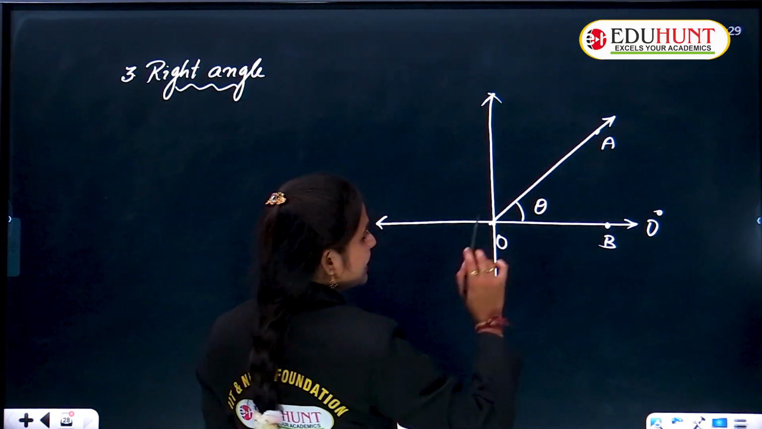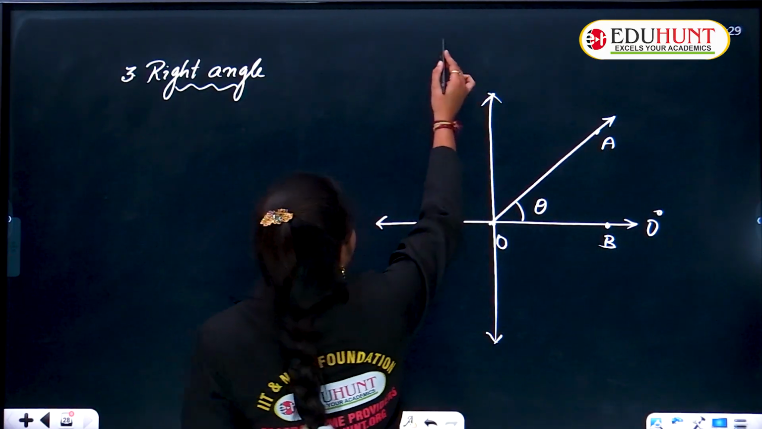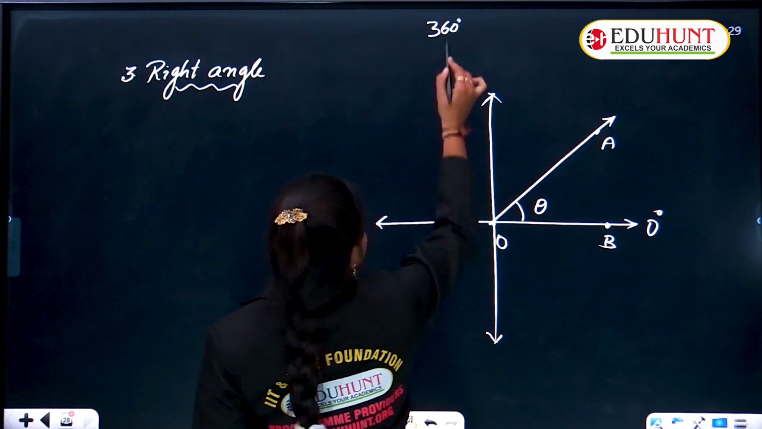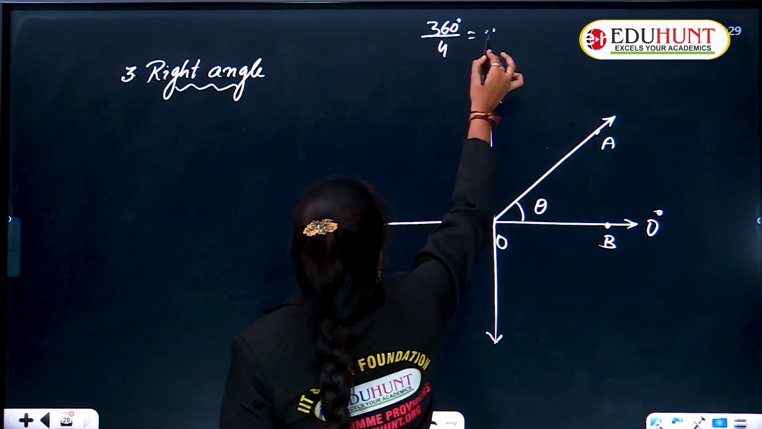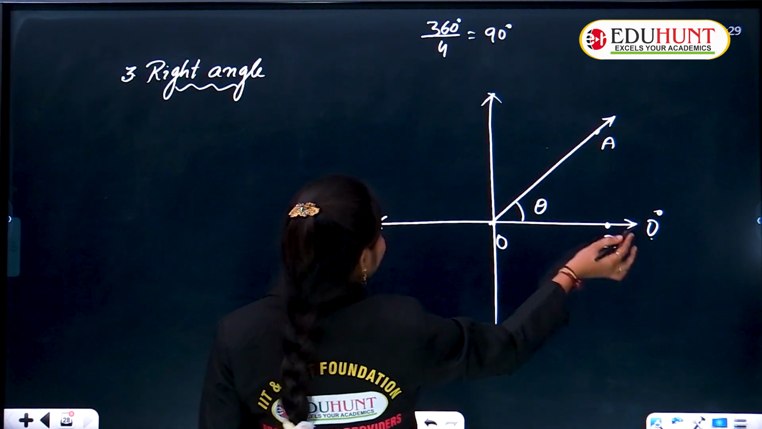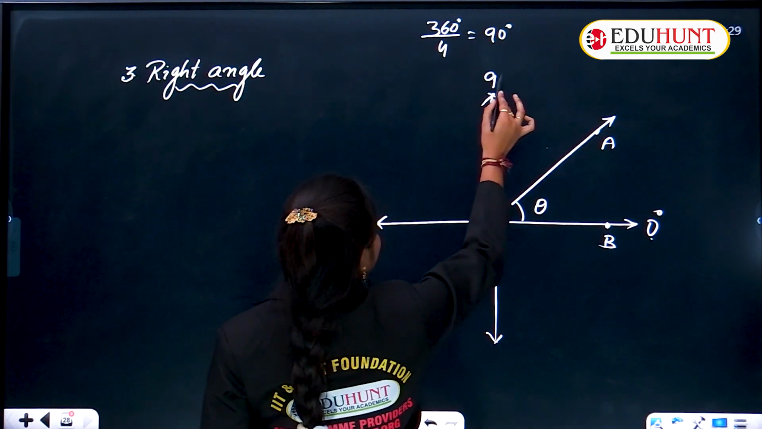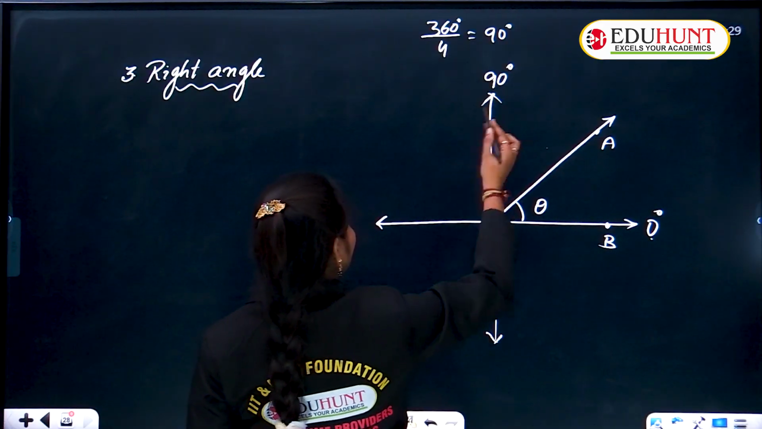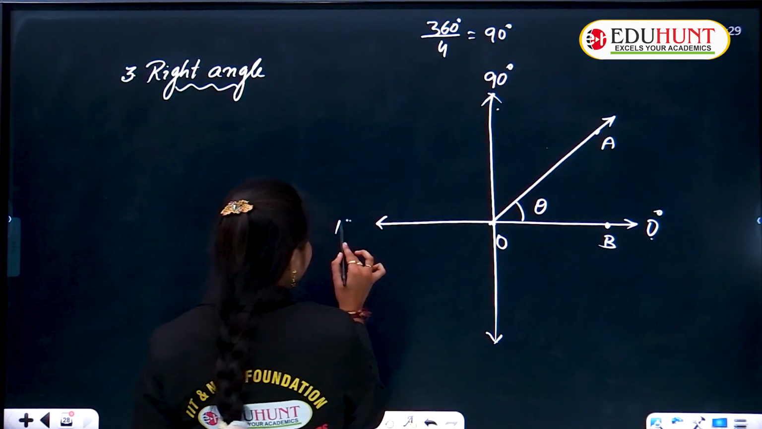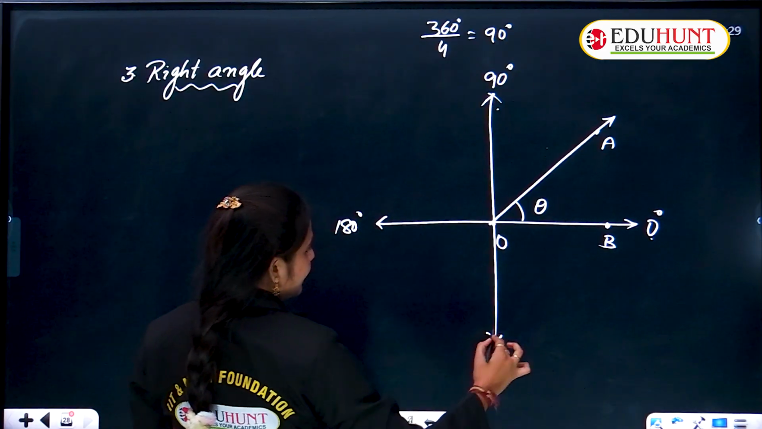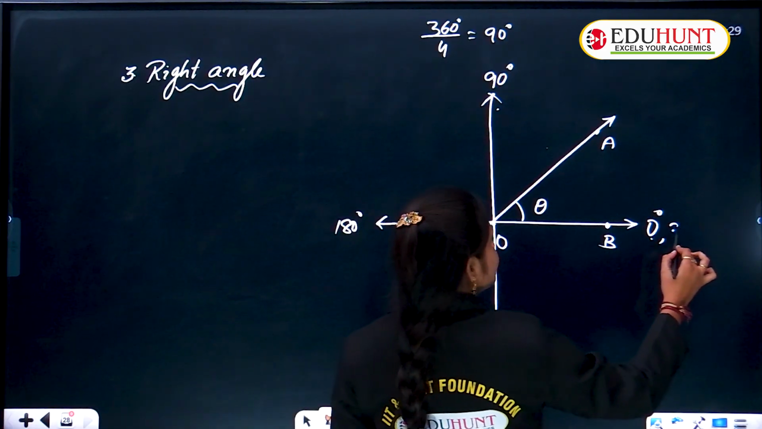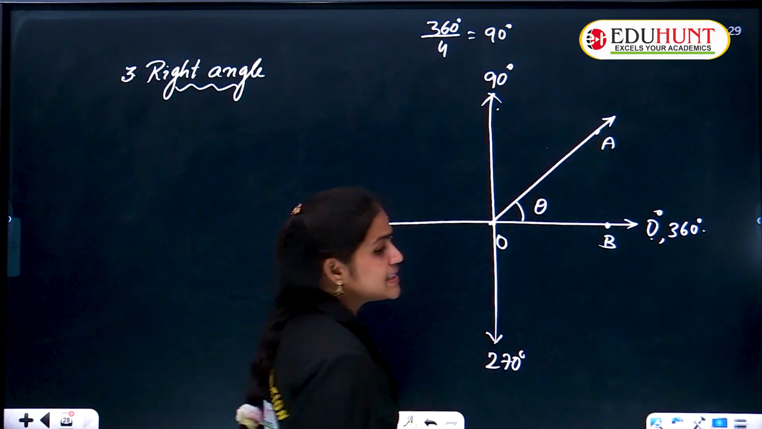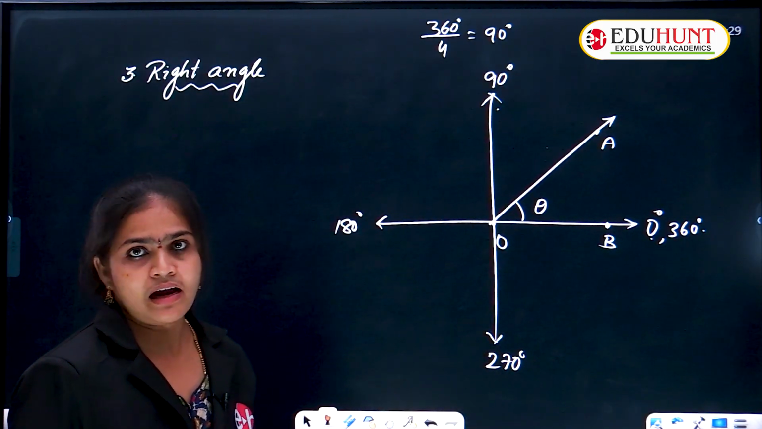Now here, 360 degrees divided by 4 parts. Why? Because here there are 4 parts, 4 quadrants. 360 by 4 is equal to 90 degrees. Then from 0 to this part is 90 degrees, and 90 plus 90 is 180. 180 plus 90, this is 270. 270 plus 90, this is considered as 360, or 0 degrees. Understood?